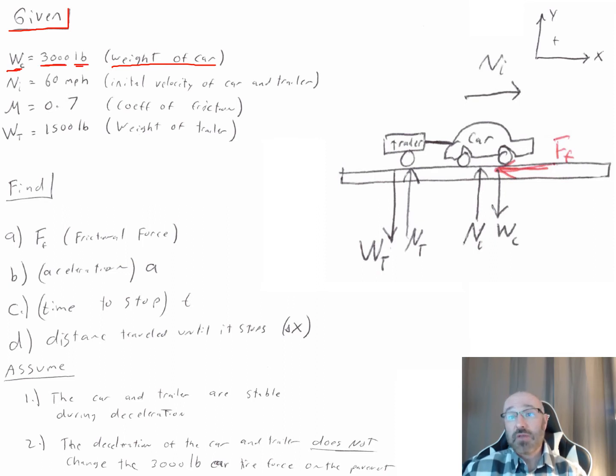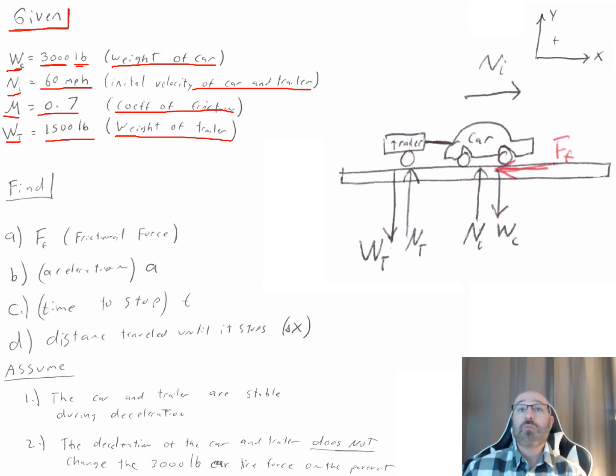So now I can do the same thing with all the other given information. I have my V sub I, or my initial velocity of the car and the trailer, and this is 60 in units of miles per hour. I have my coefficient of friction, which is my mu of 0.7. There are no units of this, it's just 0.7. And then I have the weight of the trailer, which is W sub T for my variable name. This is equal to 1,500 pounds.